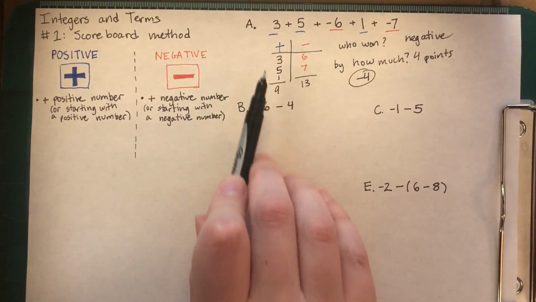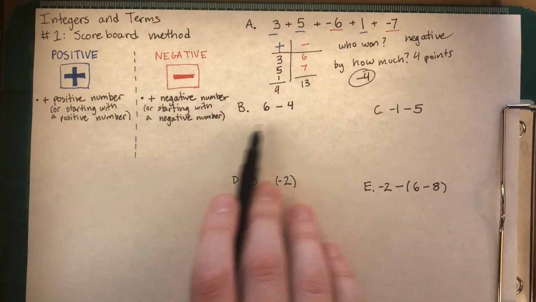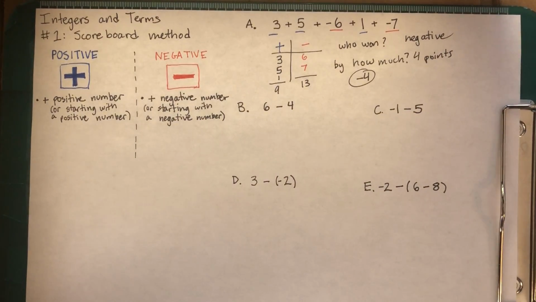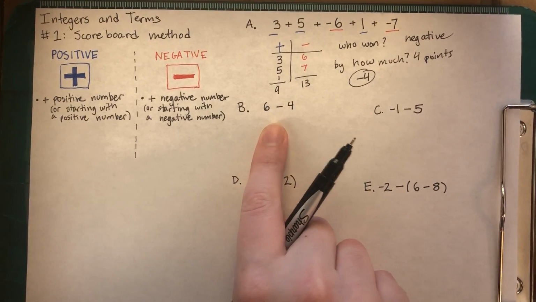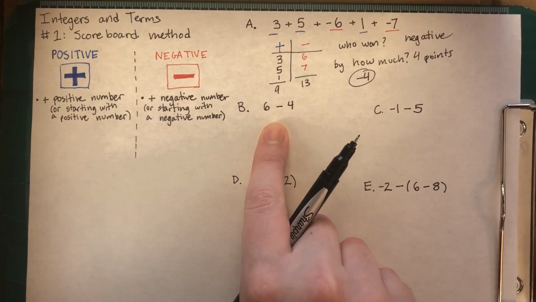We decide each number, what team does that belong to, and then we figure out who won and by how much, and that's going to be our answer. The next couple examples just have 2 numbers, but it's not always going to be the case that there's one number for each side. They could be both on the same side. The other new thing we have to deal with here is subtraction.